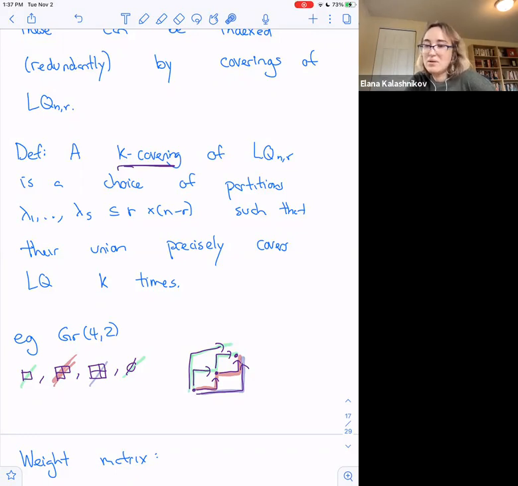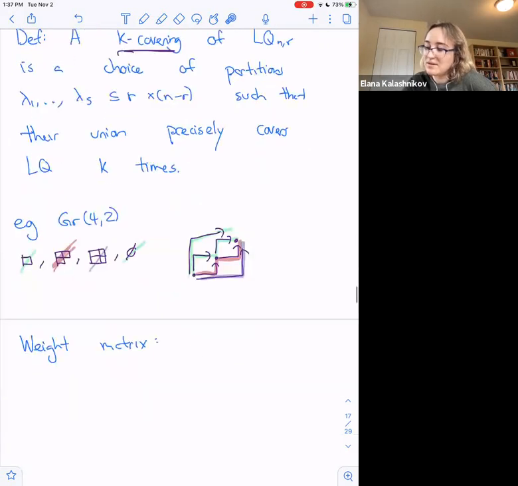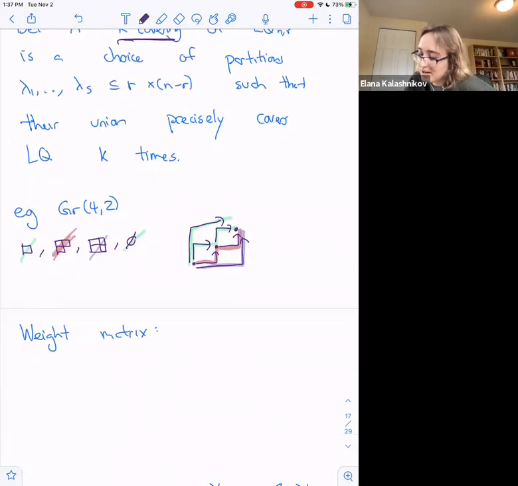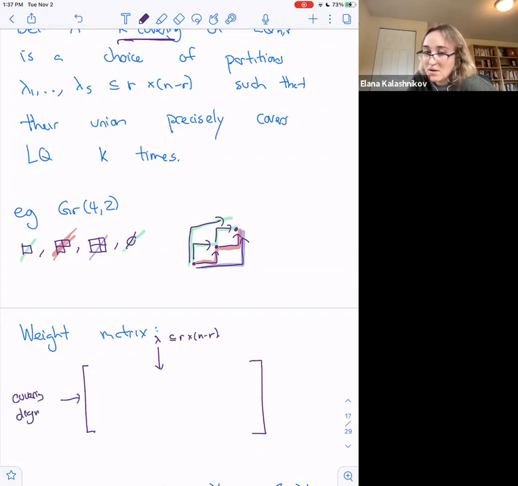And so that tells you a redundant form of the weight matrix, which tells you how to write down the toric variety as a GIT quotient. So the weight matrix has columns indexed by partitions, and it has rows indexed by covering diagrams, and the entry at a particular covering diagram and a particular partition is just the number of times that lambda appears in that particular covering diagram.